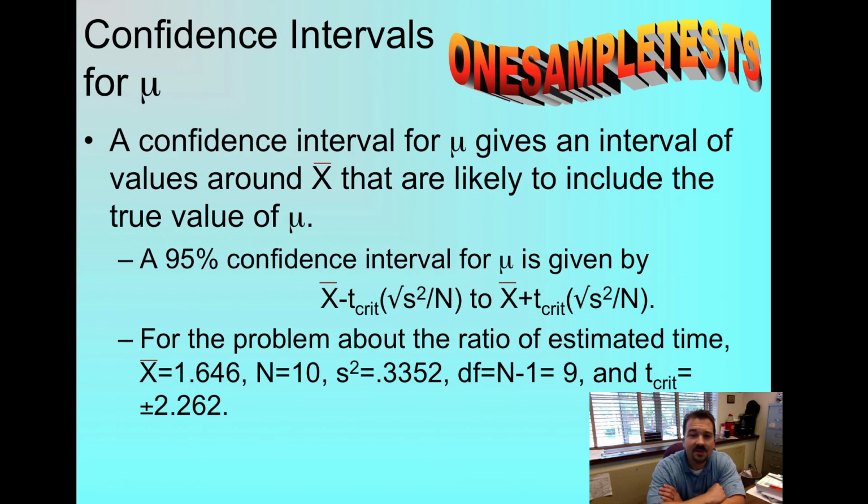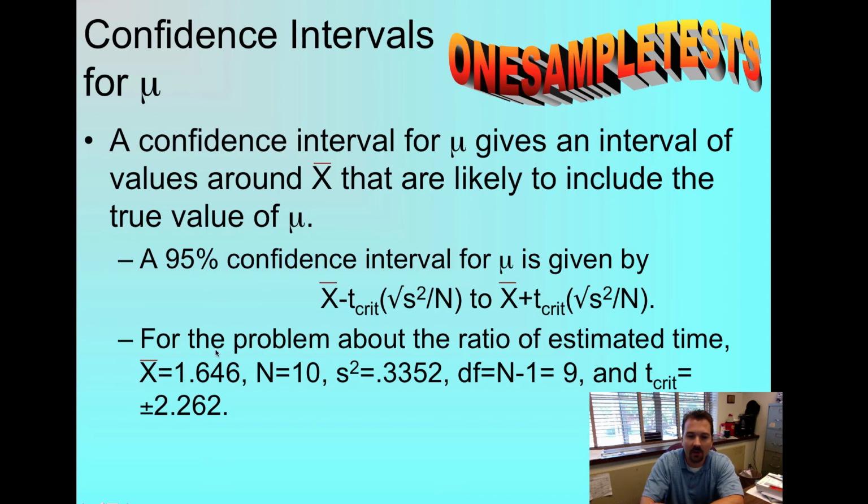Confidence interval for mu gives an interval of values around x bar that are likely to include the true value of mu. So what these are called are 95% confidence intervals, and they're given by this formula here. Very similar to the one I've given you before for z, except again you have s squared instead of sigma squared. So it's going to give you a range of x bar minus t crit. The t crit is 2.262, times the square root of s squared divided by n, to the positive end of that spectrum.